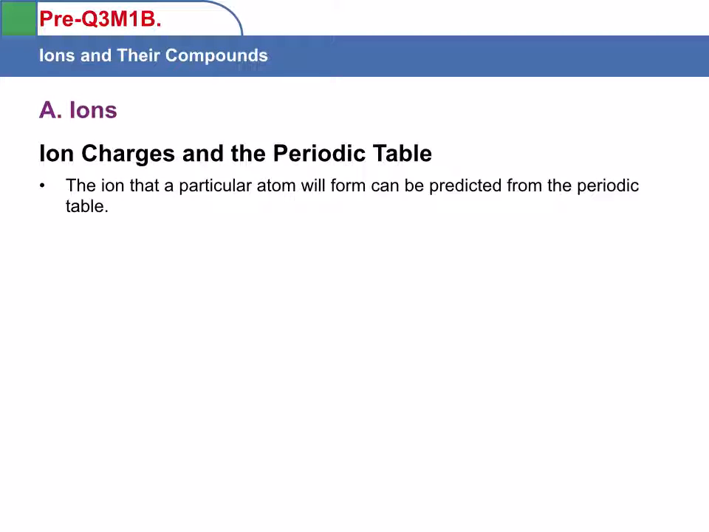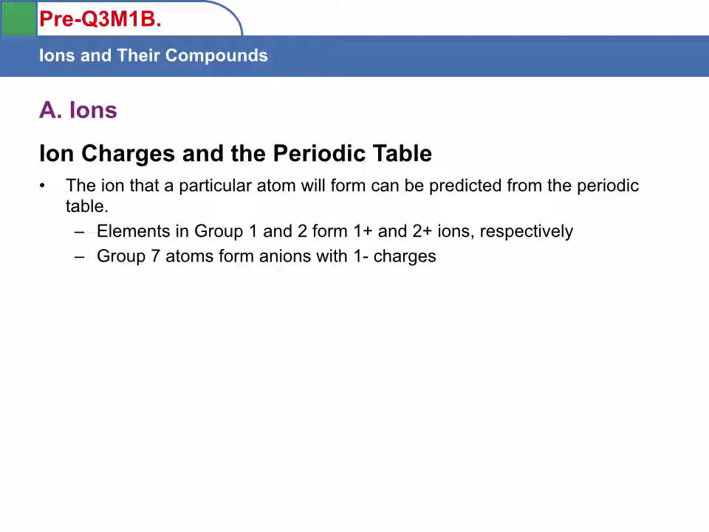So, how do you find the charges on the periodic table? The ion that a particular atom will form can be predicted from the periodic table. So, for your metals in groups 1 and 2, your alkali and your alkaline earth, they form 1+ and 2+ ions respectively. It's the same as the number of valence electrons. So group 1 has 1 valence electron, group 2 has 2 valence electrons, so they lose 1 and 2 electrons. Elements in group 7, which is nonmetal, forms an anion with a 1- charge. Group 6, which is also a nonmetal, forms anions with 2- charges.